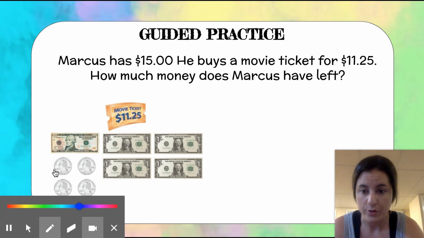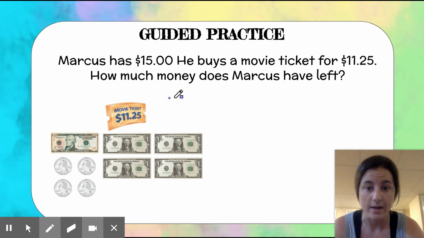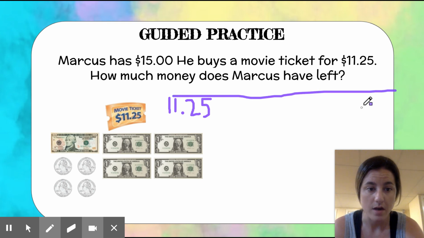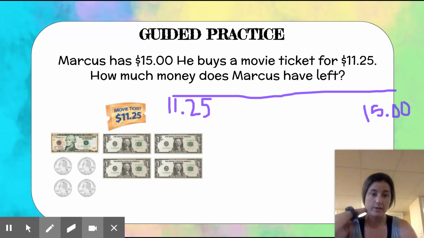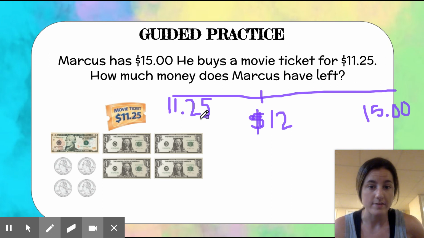I want to show you a way that you can do this. Just like we did with fractions, we can use a number line to count up. So I want to count up to see how much money I have left from $11.25 to $15. So I want to get to the next whole number or whole dollar, which would be $12. So how do I get from $11.25 to $12.